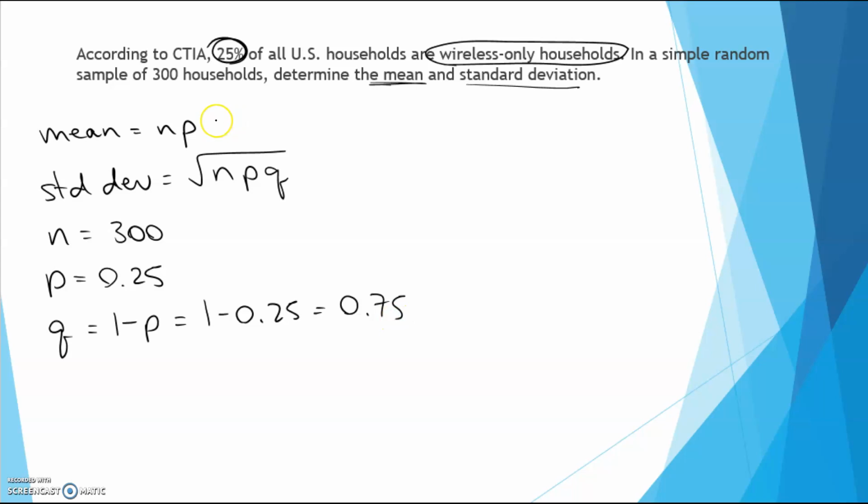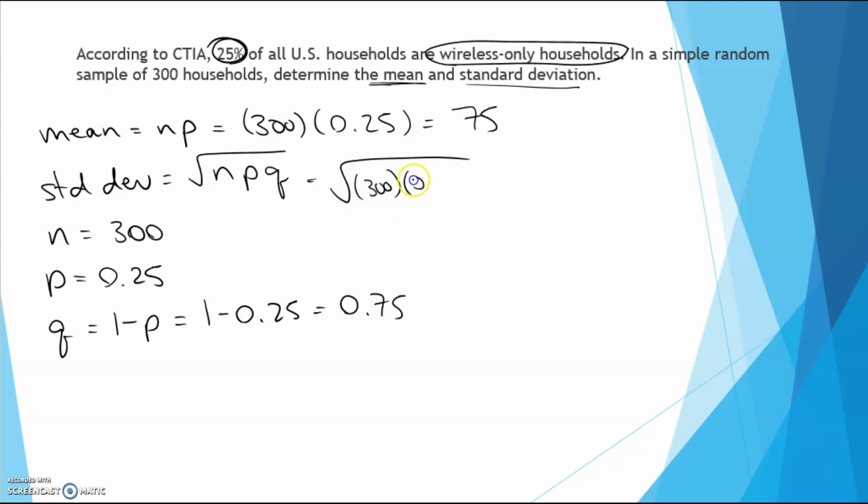Okay, so that means that our mean will be 300 times 0.25, which would give us 75. And our standard deviation will be the square root of 300 times 0.25 times 0.75, which will give us 7.5 for our standard deviation.